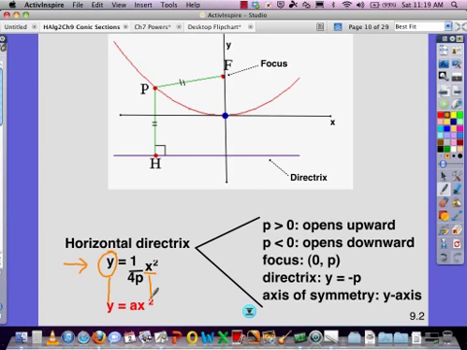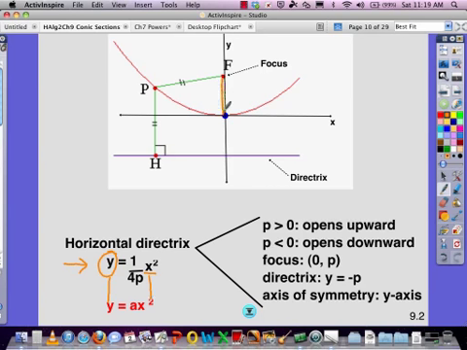If p is greater than 0, so if p is positive, it opens upward. If p is negative, it opens downward. So that still tells us whether this thing will open up or down. The focus is at the value (0, p). So if we know that p value, which is that distance we're talking about, the focus from our vertex, that (0, p) is where the focus is at.